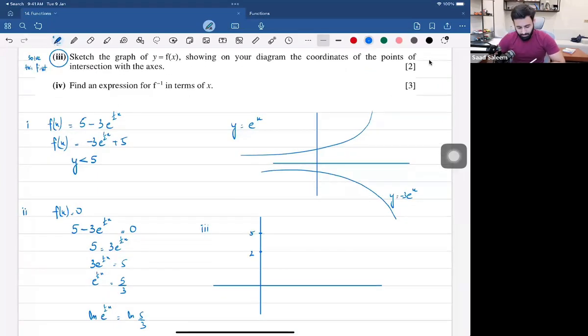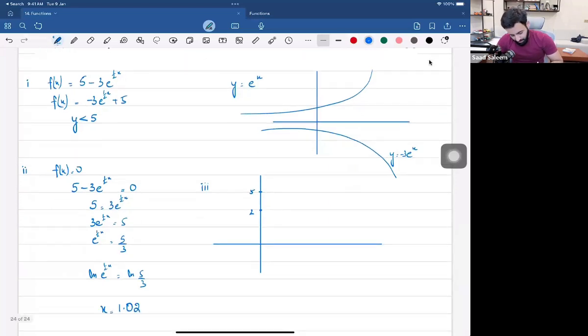And the asymptote is 5. And it also has an x-intercept, which is 1.02. So that means if here's 1, somewhere over here, the graph will cut the x-axis. There you go. Now, I should mention that this is actually not the correct shape. It should get horizontal as it approaches 5. There you go.